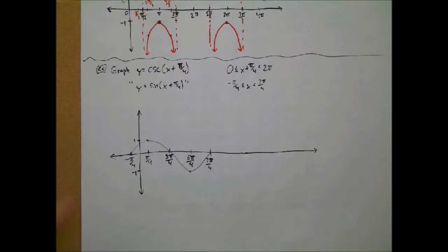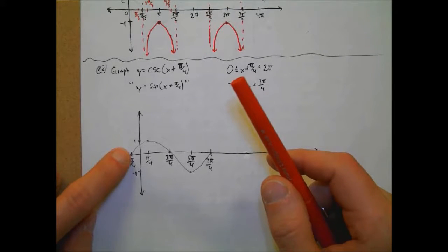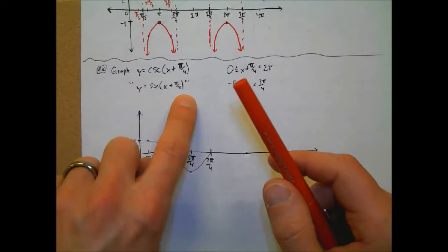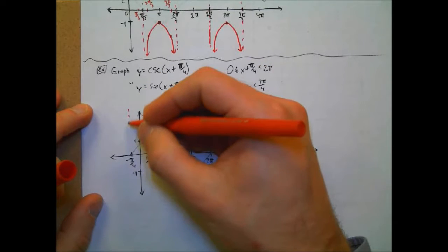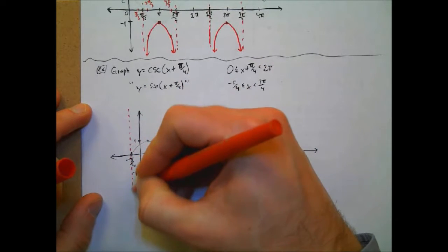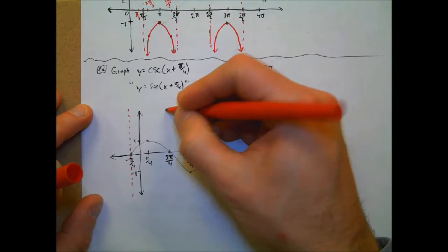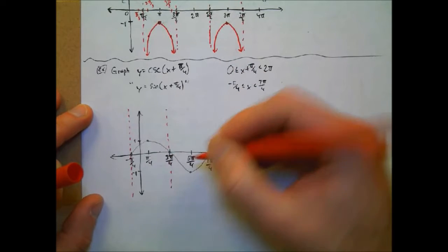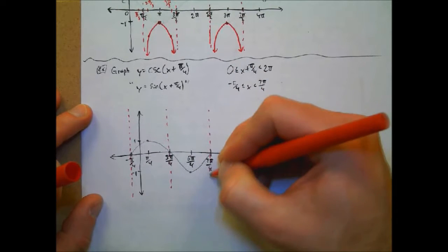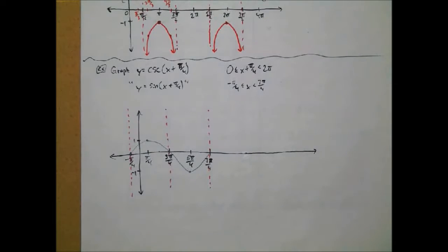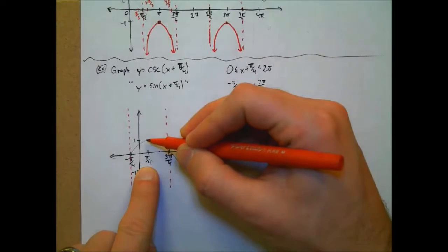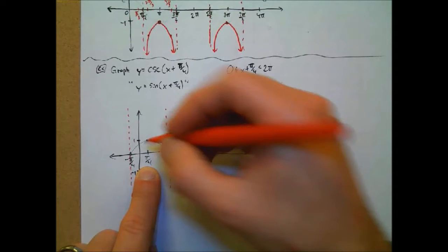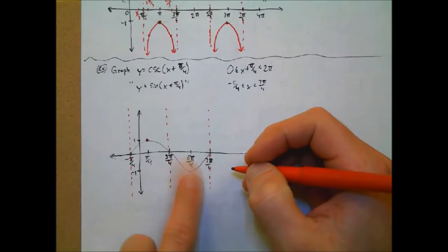So when you plug in negative pi over 4, you get sine of 0, which is 0. So cosecant will have an asymptote here. Asymptote at 3 pi over 4, and asymptote at 7 pi over 4. At pi over 4, sine is going to be 1. What's the reciprocal of 1? It's 1 again, right? So right there. And at 5 pi over 4, sine is negative 1, and the reciprocal of negative 1 is negative 1.